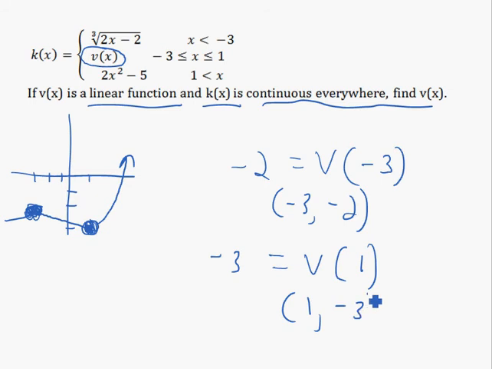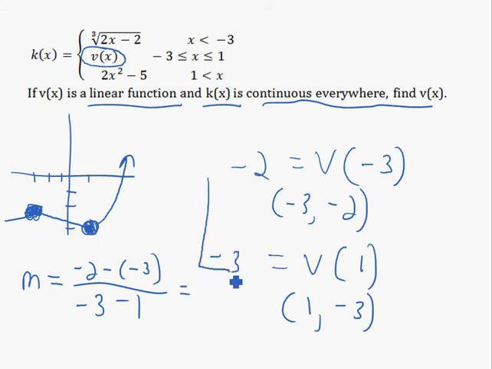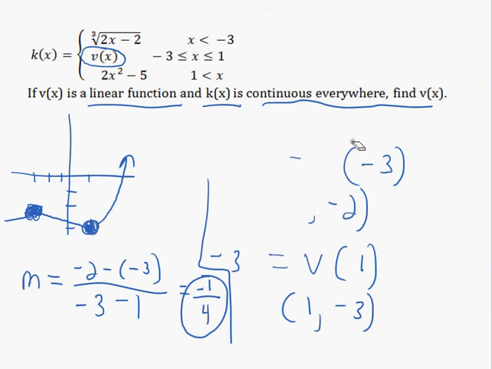Well, since it's a linear function and I know 2 points, I can find the slope of this function. The slope is y minus y, negative 2 minus negative 3, over the x value minus the x value, so negative 3 minus 1. And this is going to equal, let me make some room here, negative 2 minus negative 3 is 1. Negative 3 minus 1 is negative 4. So the slope I'm looking for is negative a fourth. Okay. So the slope I need is negative a fourth.